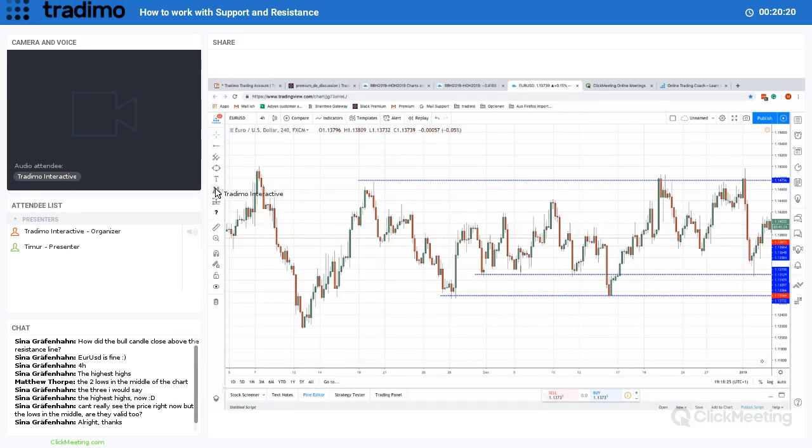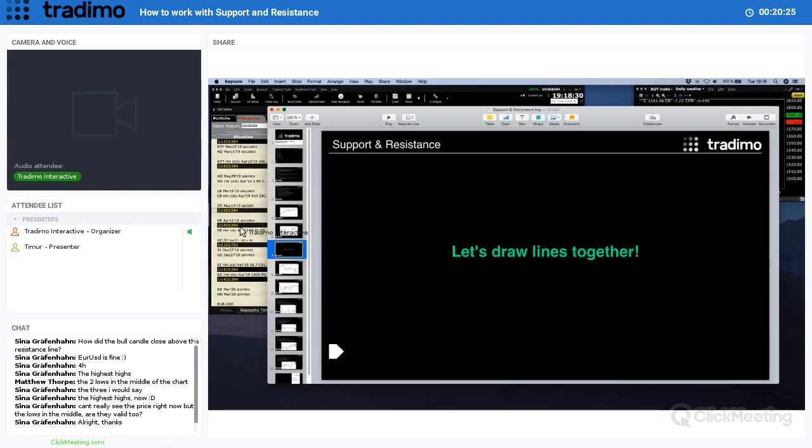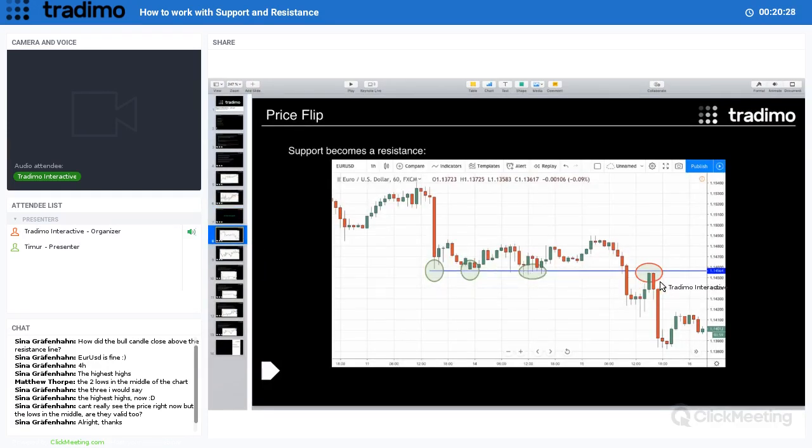Yeah, you're welcome. Okay, then I jump back to my presentation here, and let me explain to you what a price flip is. In this example here, support becomes a resistance. You see here, the market moves down, up, down, up, down, all the time on a similar level, and then the price breaks through. We have a broken support level, and after a support level is broken, it very often becomes a resistance level, and this is what happens here.